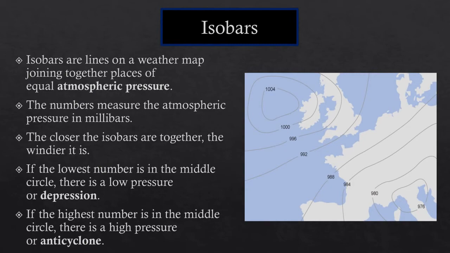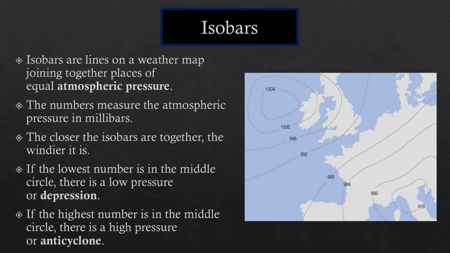Isobars. Isobars are lines on a weather map joining together places of equal atmospheric pressure. These are basically used to explain and understand various weather phenomena. The weather is chiefly determined by the movement of the wind. The wind's direction is ultimately dependent upon the atmospheric pressure.